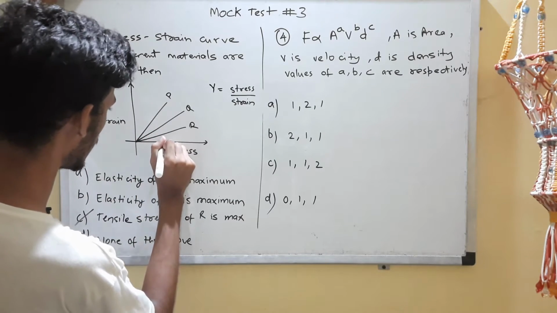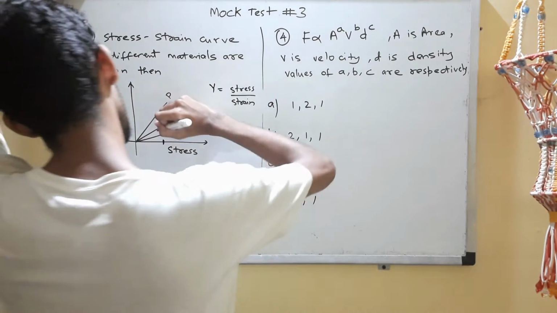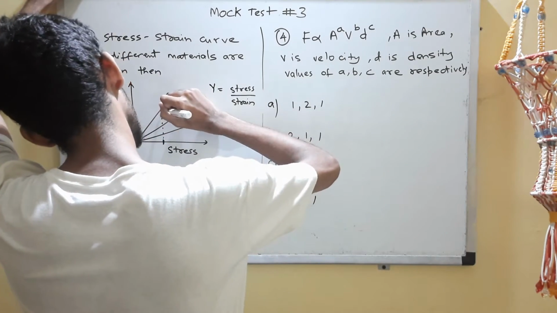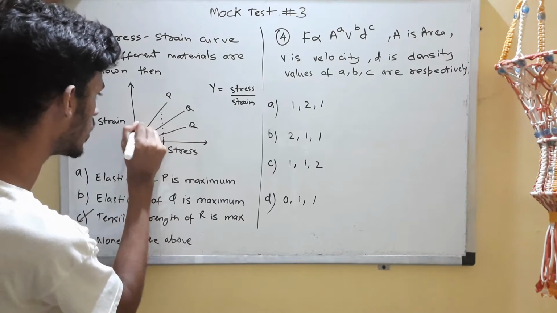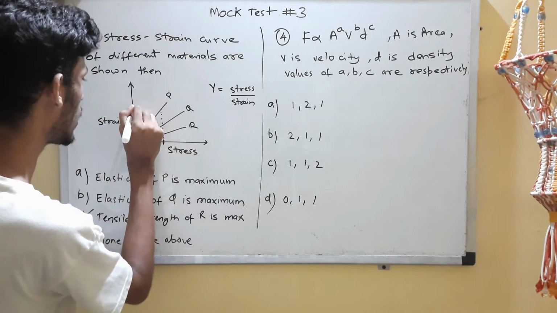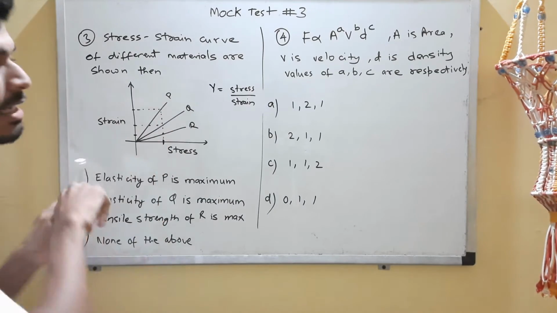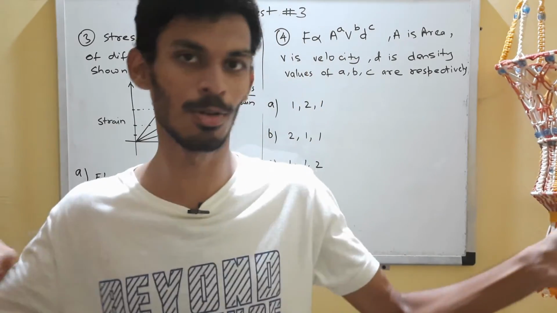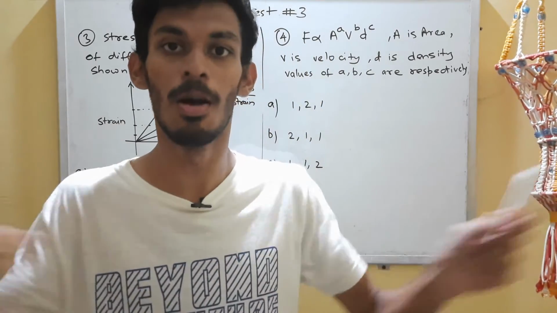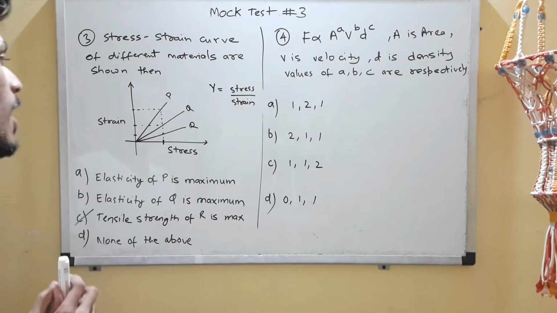One smart way of seeing it is you fix a value of stress. If you fix a value of stress, you can see that the strain of R is only this much, strain of Q is this much, and strain of P is the highest. So for a given stress, the highest strain is seen in P, which means Young's modulus of P is very, very less. For a given stress, it is pulled out very much, so the strain is more, the change in dimension is more.